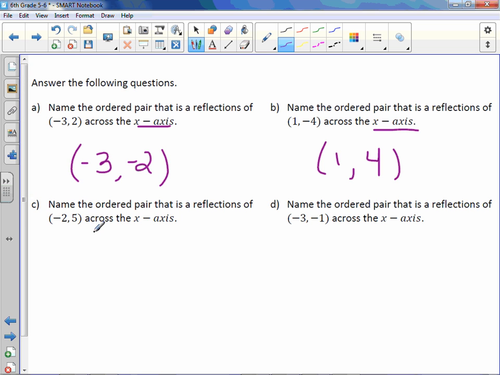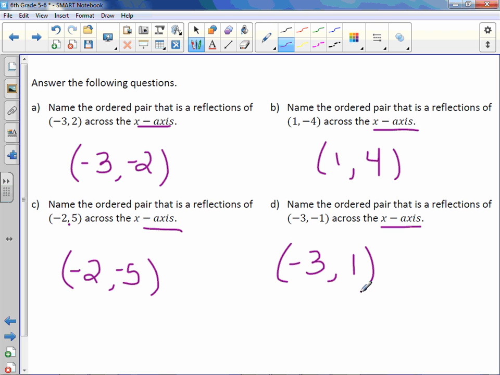Letter C. Again, reflecting across the x-axis, therefore my x-coordinate stays the same, and my y-coordinate changes to its opposite. Letter D, reflecting across the x-axis, my -3 x-coordinate stays the same, and my y-coordinate changes to its opposite, which is 1.